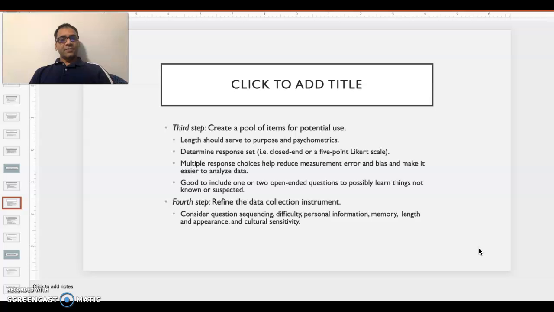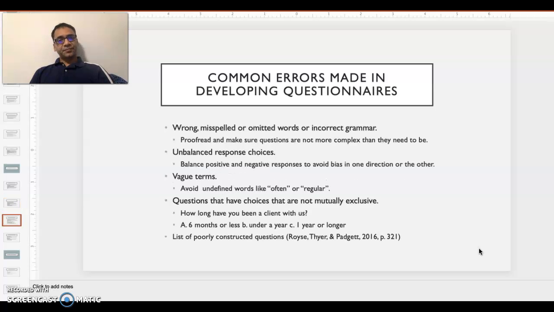The fourth step is to refine the data collection instrument. Consider question sequencing, difficulty, personal information, memory, length, and periods, and cultural sensitivity. And there are certain common errors we make in developing a questionnaire. There may be wrong, misspelled, or omitted words or incorrect grammar. There may be unbalanced response choices.